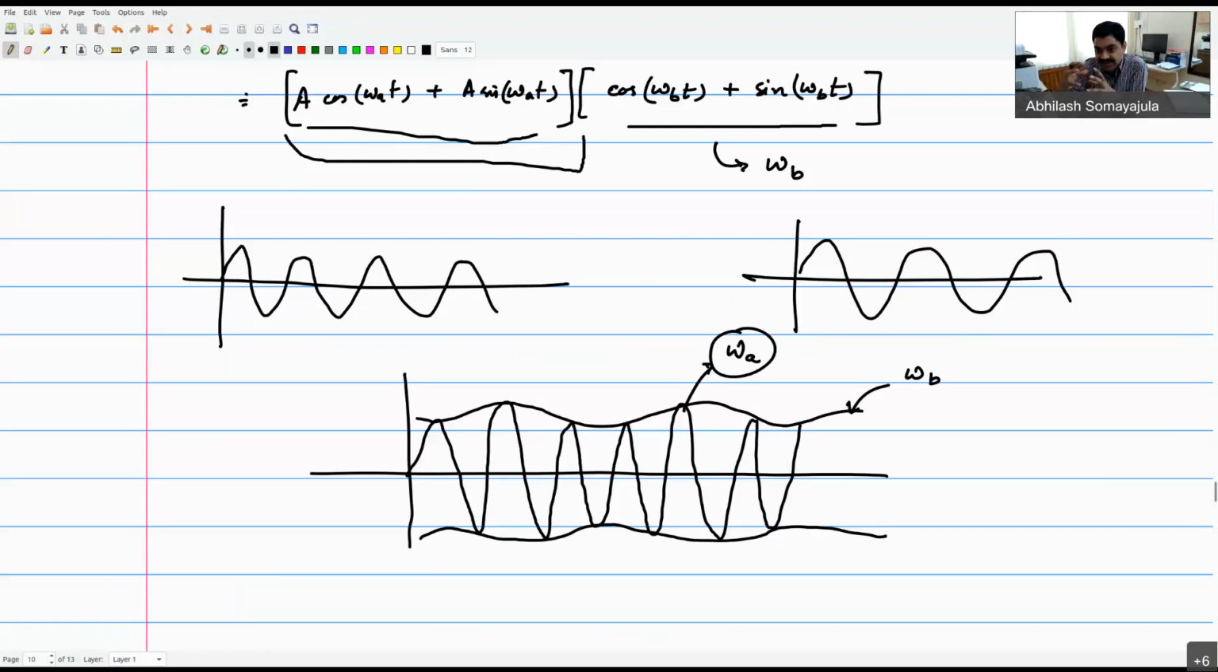So you see this idea that the signal which is coming out now has a slowly varying component, as if the amplitude has a slowly varying component. Is that making sense?